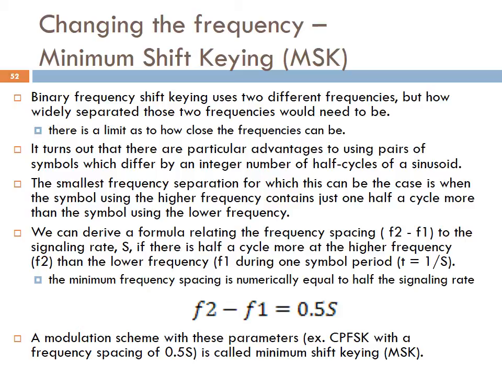The difference between the number of cycles of the two symbols: f2 tau minus f1 tau equals 0.5. This leads to f2 minus f1 equal to 0.5 over tau. This leads to 0.5 s, since signaling rate s is equal to 1 over tau. We can obtain in this case the formula for minimum shift keying, which is f2 minus f1 equal to 0.5 s. A modulation scheme with these parameters, CPFSK with a frequency spacing of 0.5 s, is called minimum shift keying.